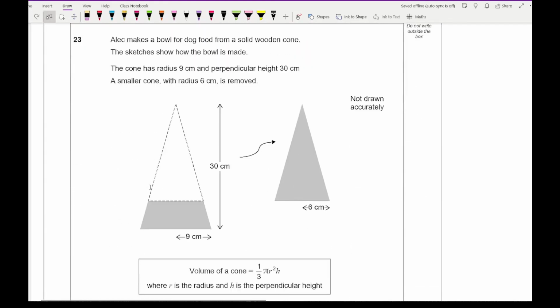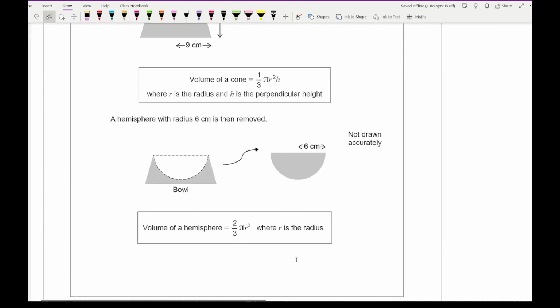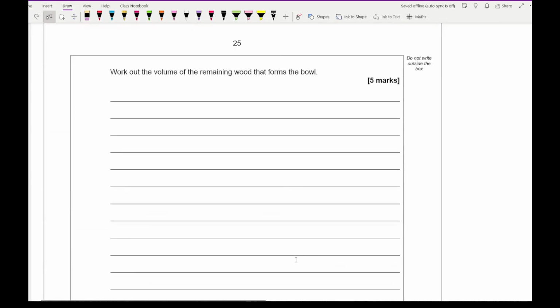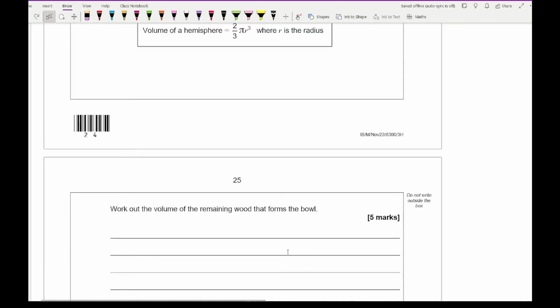Then moving on to question 23, it says Alec makes a bowl of dog food from a solid wooden cone. The sketches show how the bowl is made. The cone has a radius of 9 centimeters and a perpendicular height of 30. The smaller cone, which has a radius of 6, is removed. We've got a formula for the volume of a cone and the volume of a hemisphere, and the question is asking us to work out the volume of the remaining wood that forms the bowl.